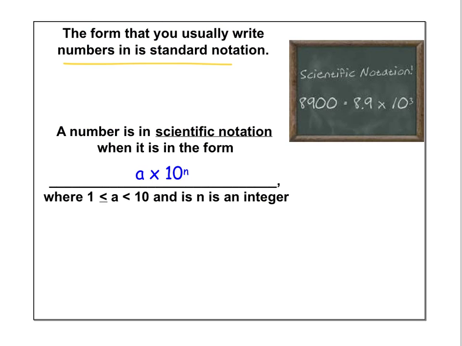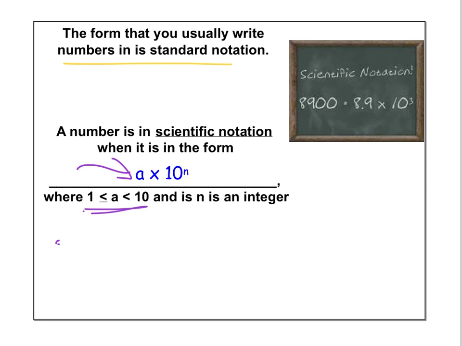All right, so let's talk about scientific notation. Scientific notation you see a lot in science classes. Remember, you're talking about really, really big numbers or really, really small numbers. Now, a couple rules. One, this number has got to be between 1 and 10, okay?